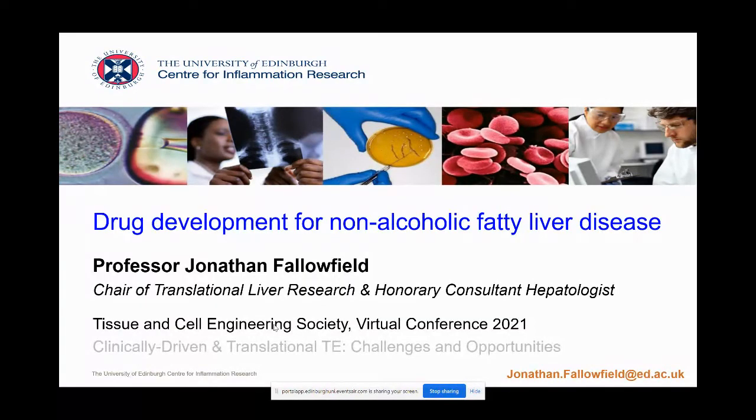I'm not an academic engineer at all, but I am convinced that state-of-the-art bioengineering approaches have the potential to close the translational gap in delivering more efficacious therapies for people with chronic liver disease.